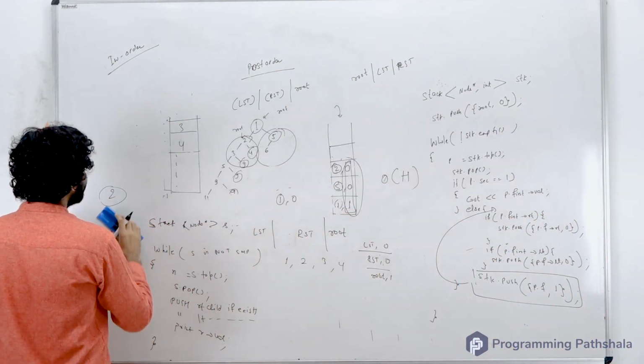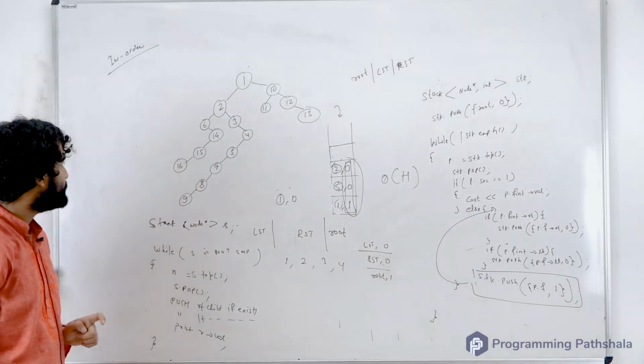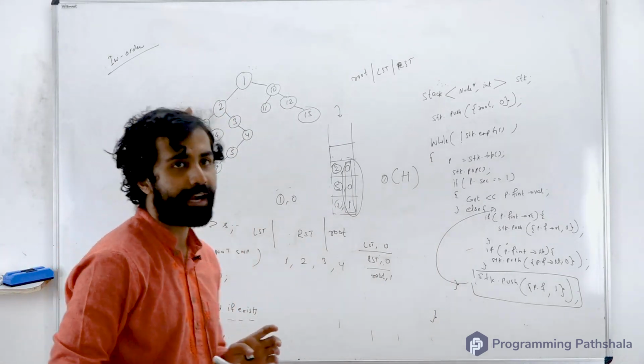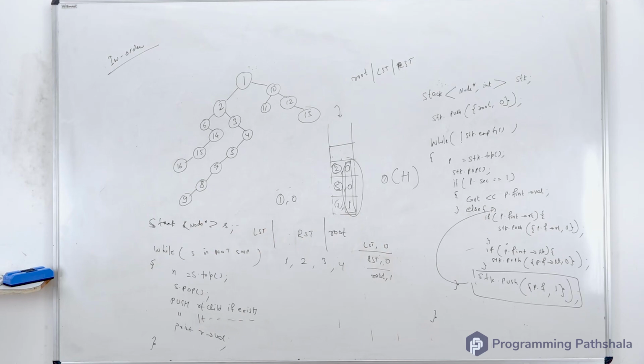Let me draw a neat tree. I have drawn it big enough to try to confuse you. Let's see if you get confused or not. Which will be the first node to be printed here in this tree?